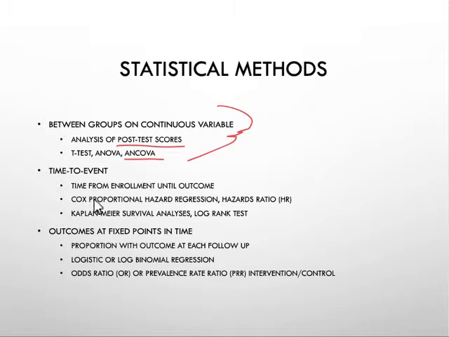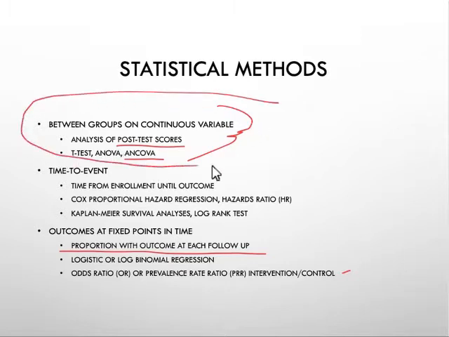We also have time to event, so time from enrollment until the outcome happens. In this, we would use Cox proportional hazard regression or hazard ratio or survival analysis. Outcomes at fixed points in time could be the proportion with outcome at each follow-up. This is logistic or binomial regression, odds ratio or prevalence rate, in intervention and control. So we're looking primarily in educational research at this. These generally have to do with more medical research.